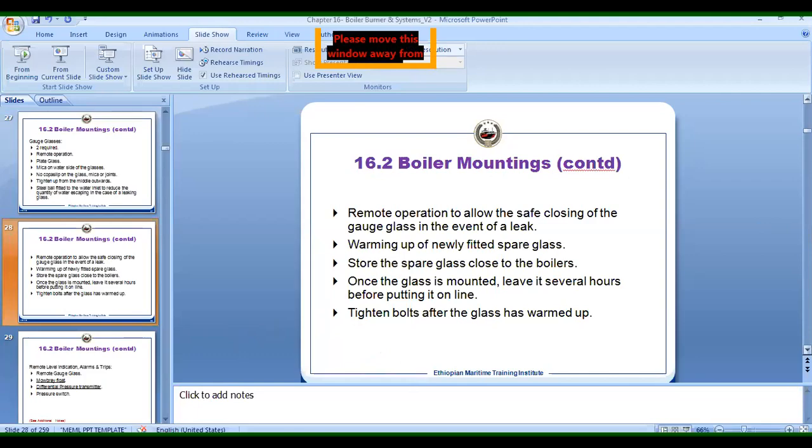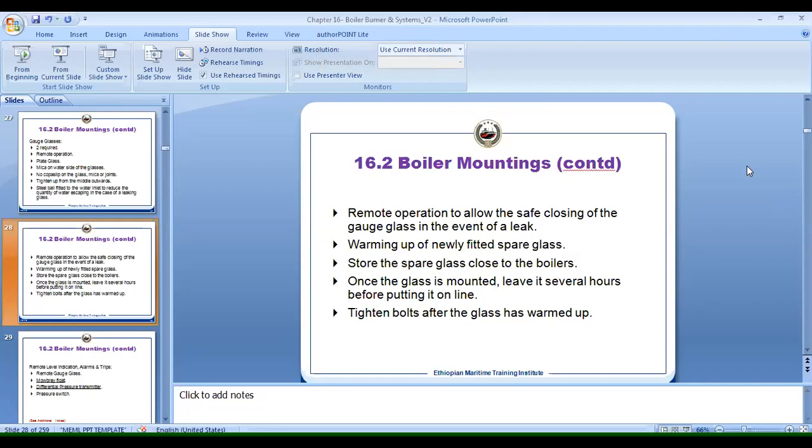Gauge glasses you can try out remotely, basically blow through the gauge glass remotely. In case the glass in a gauge glass breaks, the gauge glass can also be shut off remotely.